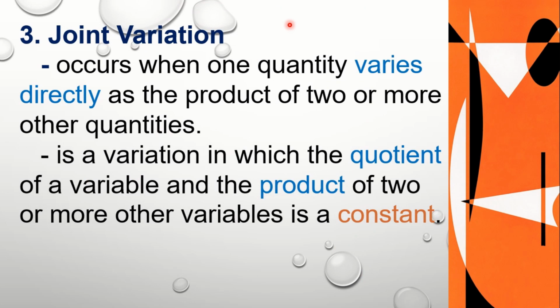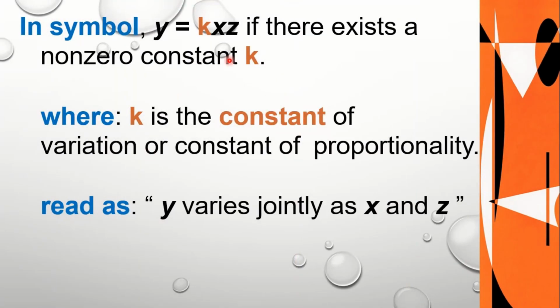The next type of variation is the joint variation. It occurs when one quantity varies directly as the product of two or more other quantities. It is a variation in which the quotient of a variable and the product of two or more other variables is a constant. In symbols, we have y is equal to k times x times z, where there exists a non-zero constant k, where k is the constant of variation or constant of proportionality, read as y varies jointly as x and z.